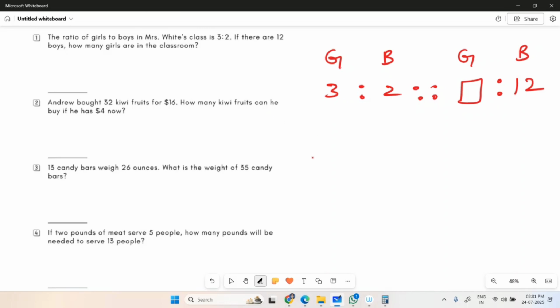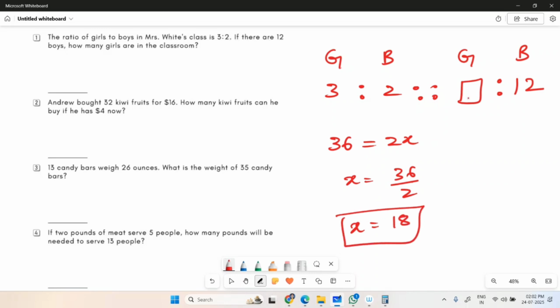So product of extremes, 3 times 12 equals 36, equals 2 times x. So 2x equals 36, x equals 36 over 2, which means 18. x equals 18. That means the number of girls is 18.